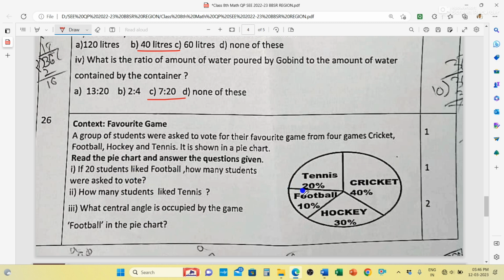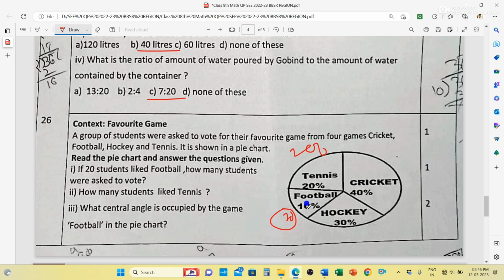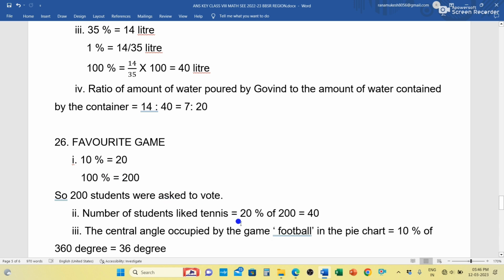20 students like football. That means 10% equal to 20. So 100% will be 200. You understood? 10% students like football. 10% equal to 20. That means 100% equal to 20 into 10. That is 200. So 200 students were asked.